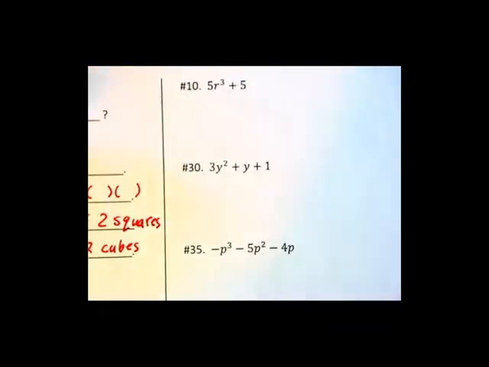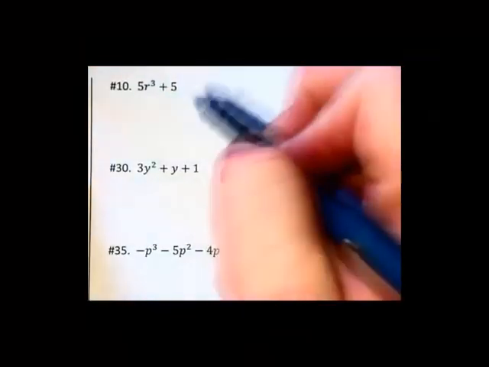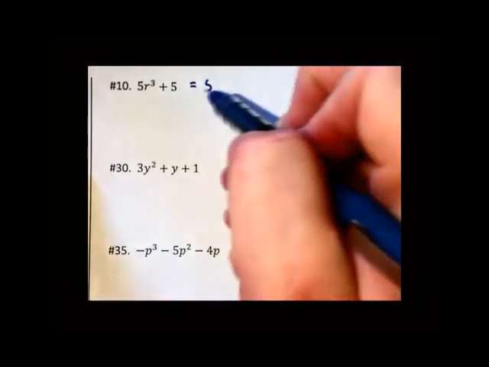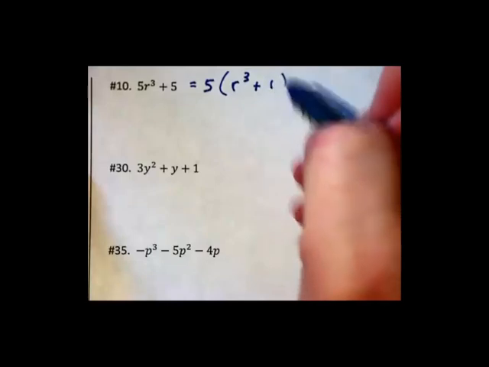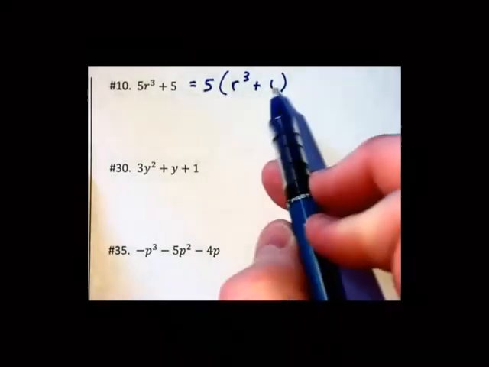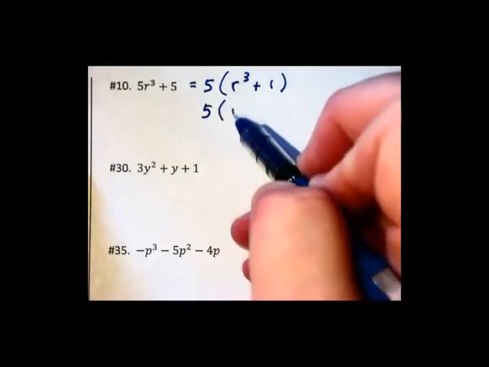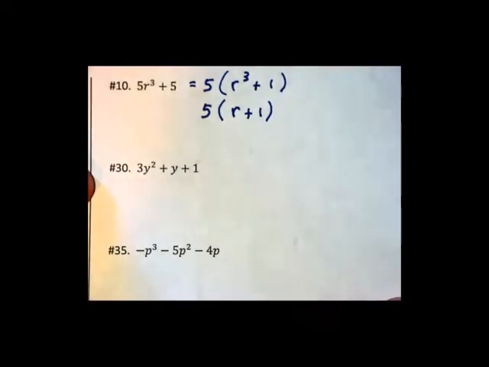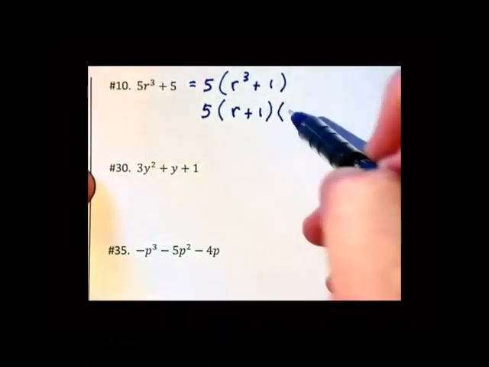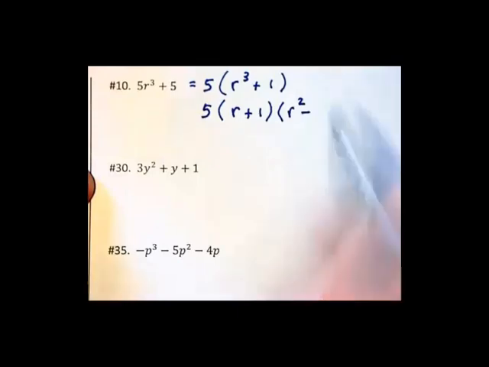Okay, next problem, number 10. Slide that to the left a little. GCF of 5. Factor out of 5, and we're left with r cubed plus 1. And r cubed is a cube, 1 is a cube. So I'm going to factor that further. Use the same sign in the first parentheses, r plus 1. The second parentheses will begin with the r squared. We then have the opposite sign, switching to a minus.